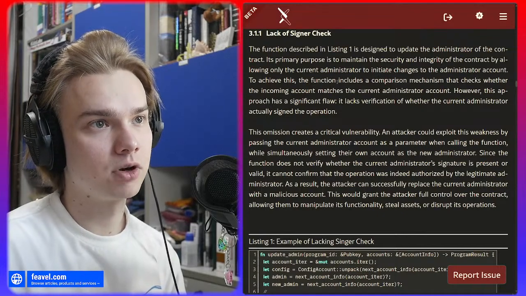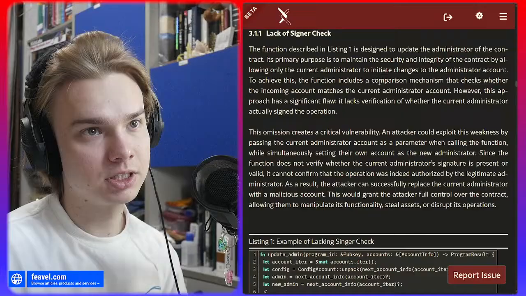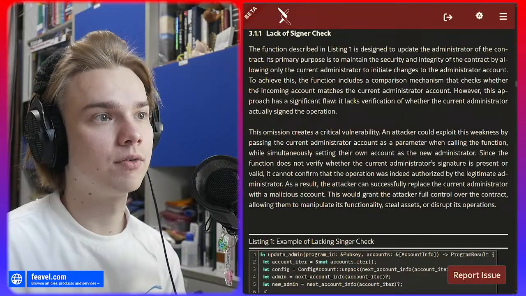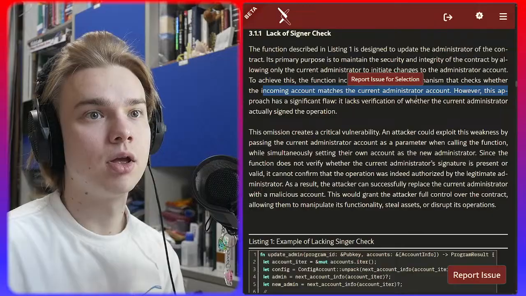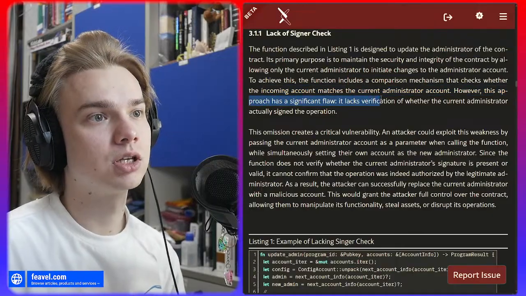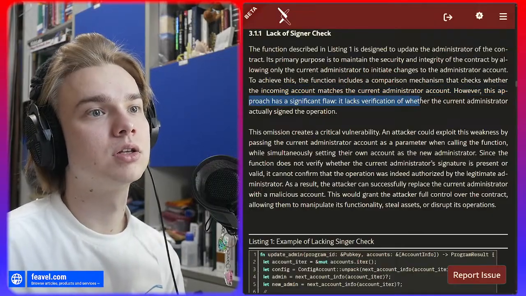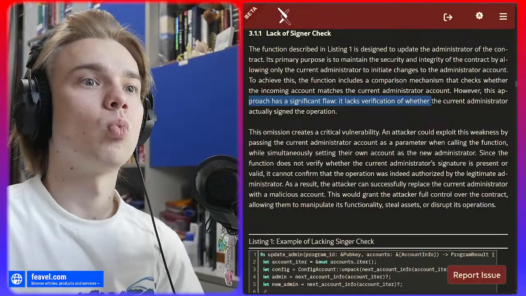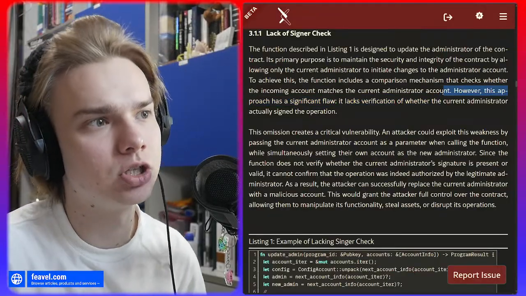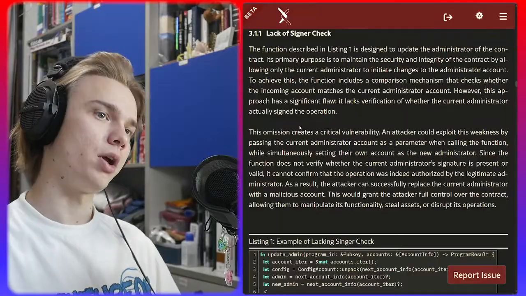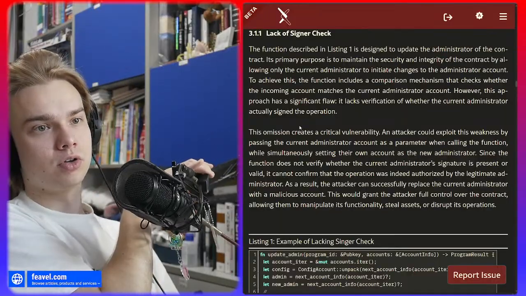To achieve this, the function includes a comparison mechanism that checks whether the incoming account matches the current administrator account. However, this approach has significant flaws. It lacks verification of whether the current administrator actually signed the operation. The omission creates a critical vulnerability.